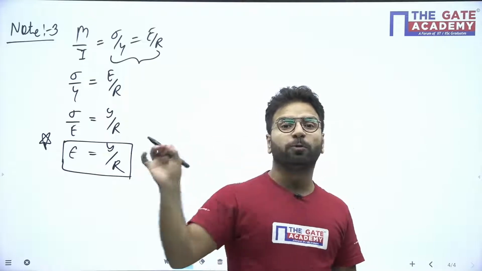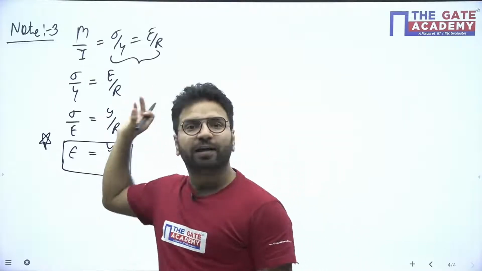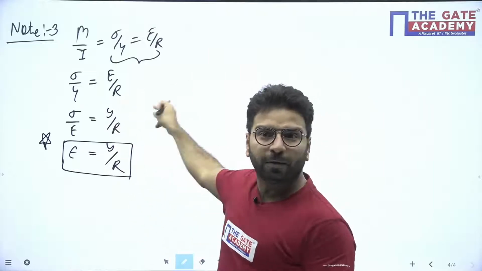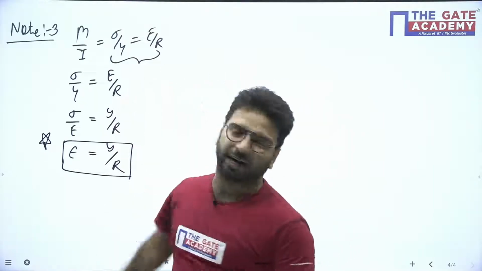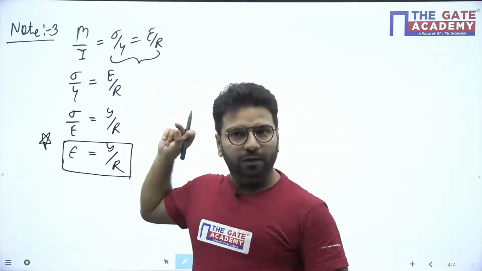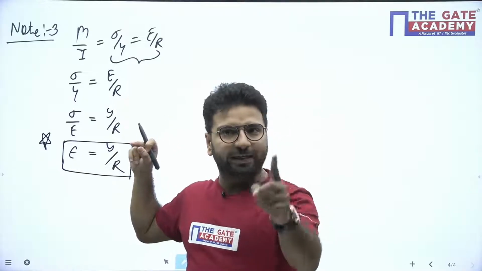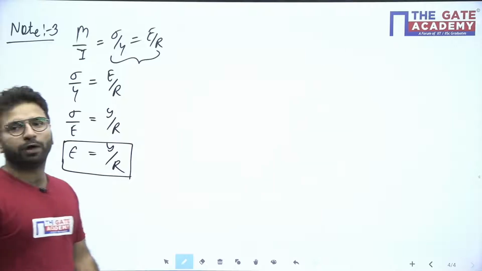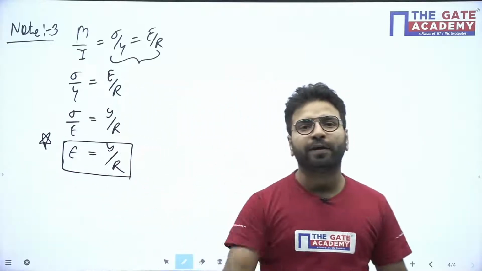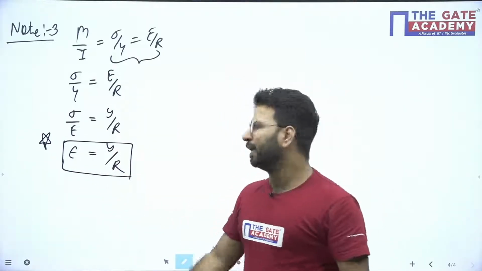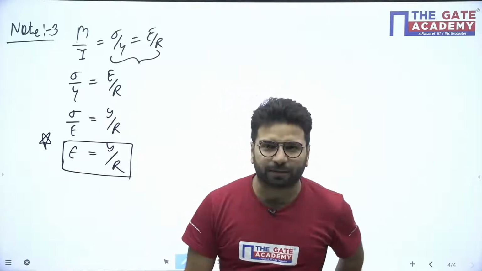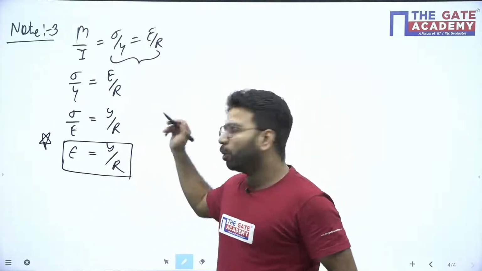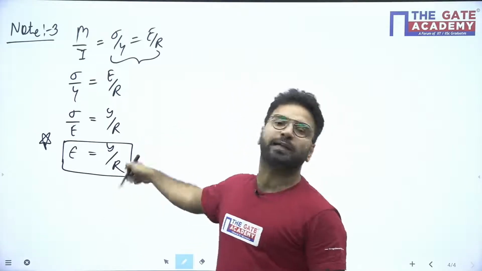So no need to forget the term epsilon equals y upon R, because in GATE 2019 the first time the question came using this formula. Epsilon is equals to y upon R. What they have given is the strain value, and they have asked for the curvature there. So that's why don't forget, strain is equals to y upon R.